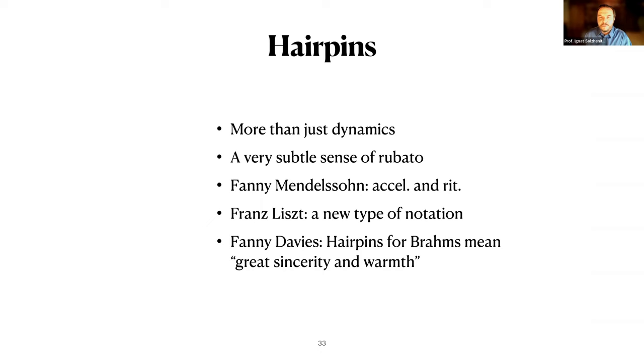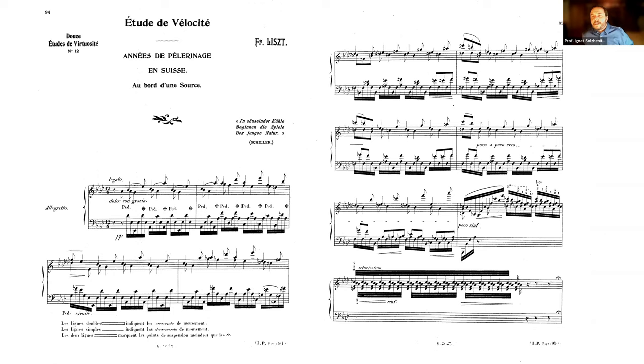Liszt actually looked for a new type of notation. Look at the first edition of Au bord d'une source. This is Paris, 1841. Hopefully you can see both pages on the screen. Look at the first page, the page on the left. You can see on the second system this line above the F flat in the first bar. He explains at the bottom that the double lines mean a crescendo of movement, meaning an increase of speed. And the single line, like we're seeing here, is a decrescendo of movement, of speed. And then he even says that the double line means something less than a fermata. So like a tiny little breath.